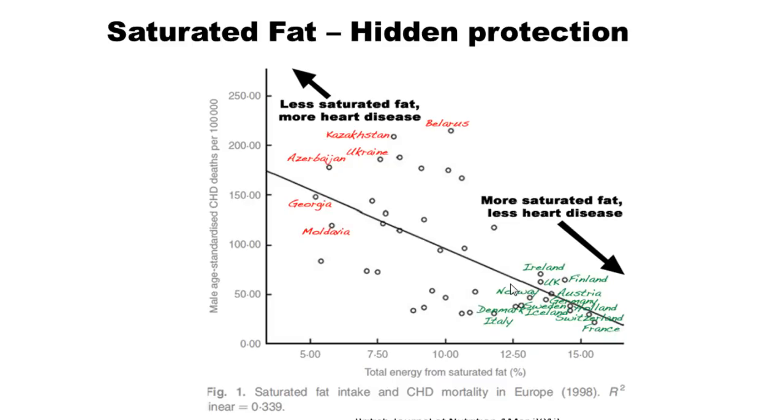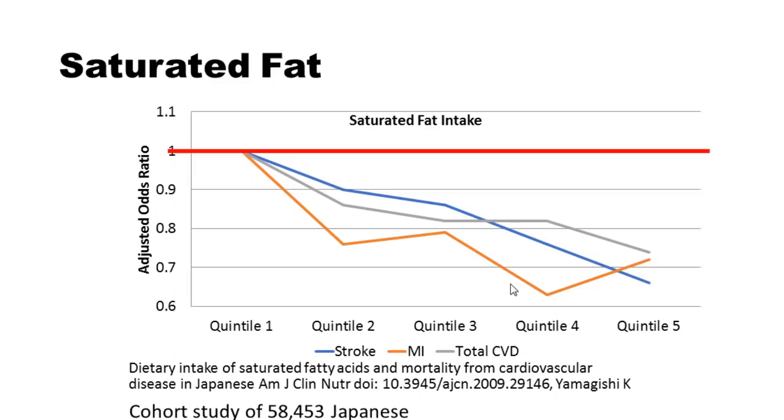And newer epidemiologic studies, which are looking at many countries instead of just 7 countries, find that if you take more saturated fat, you have less heart disease. So totally the opposite of what we had been taught and we had been teaching people for decades. This cohort of almost 60,000 Japanese men looked at saturated fat intake and mortality from cardiovascular disease.